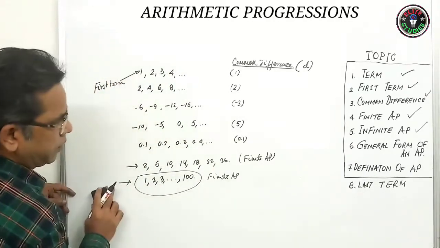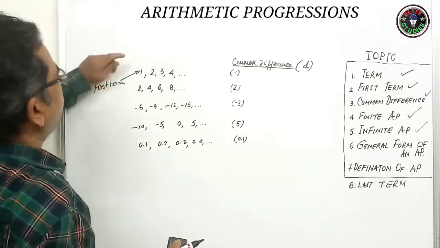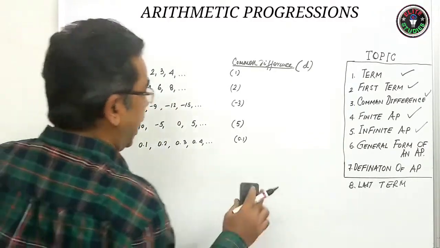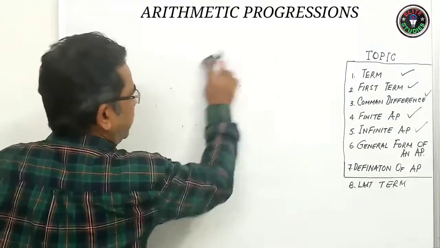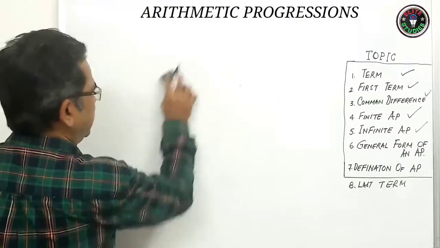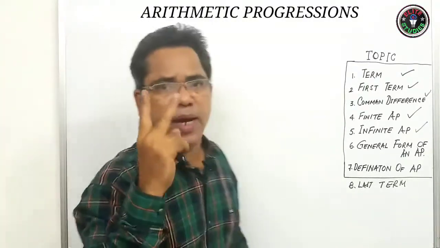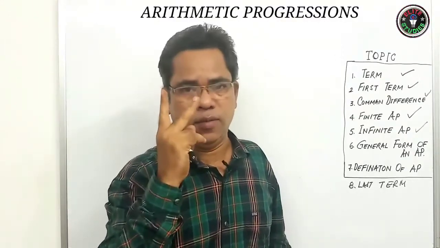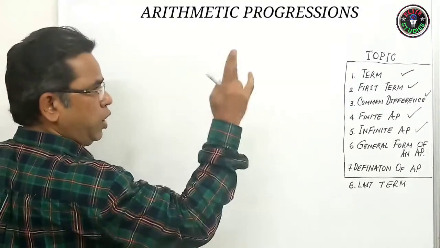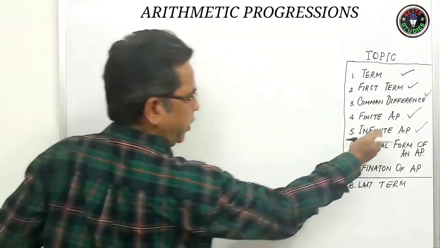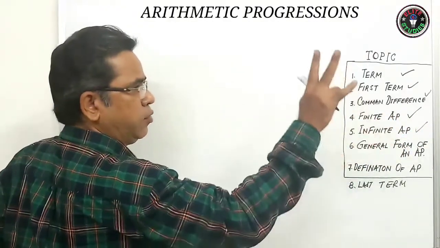Now let us see the general form of an AP. This is for introduction, to make you understand how to write the general form of an AP. Bear in mind, there are two important things needed to write an AP, whether it is finite or infinite. It doesn't matter. But you need two things.